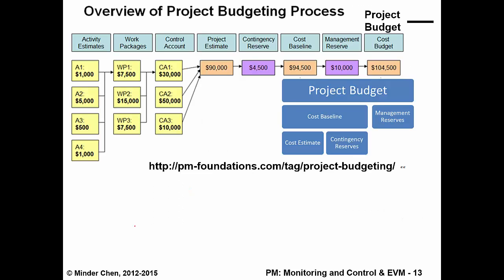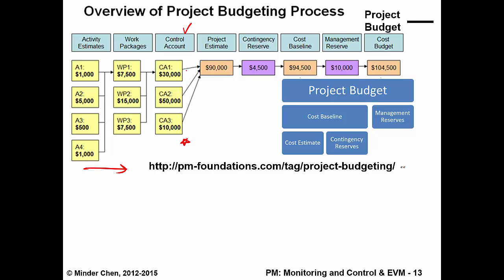Again, once we have that estimation of the cost for each activity, we put various activities into a work package, and a work package can be assigned to one of the organization units, and that becomes a control account. So you have this aggregation of activities into work packages, and you assign a work package to an organization unit, and then assign a control account to it.